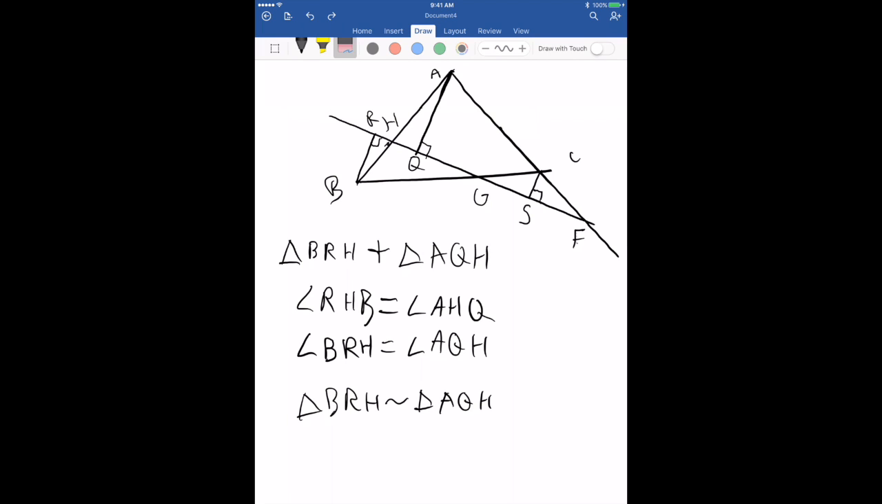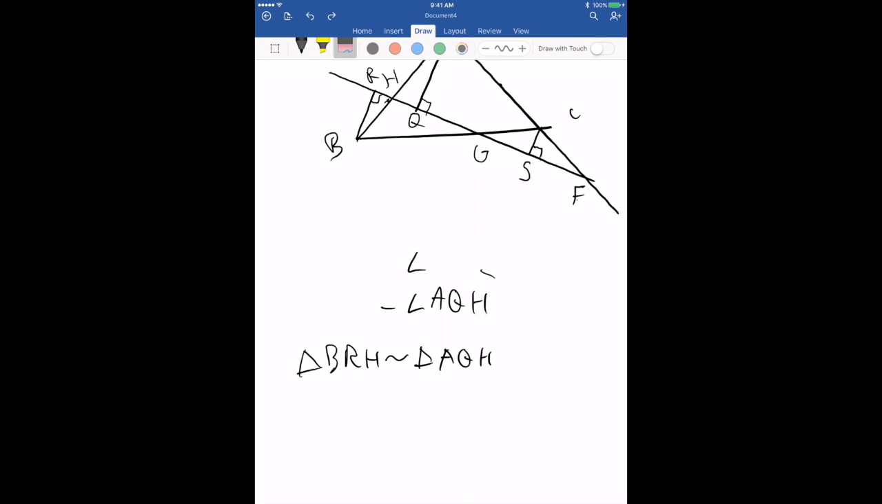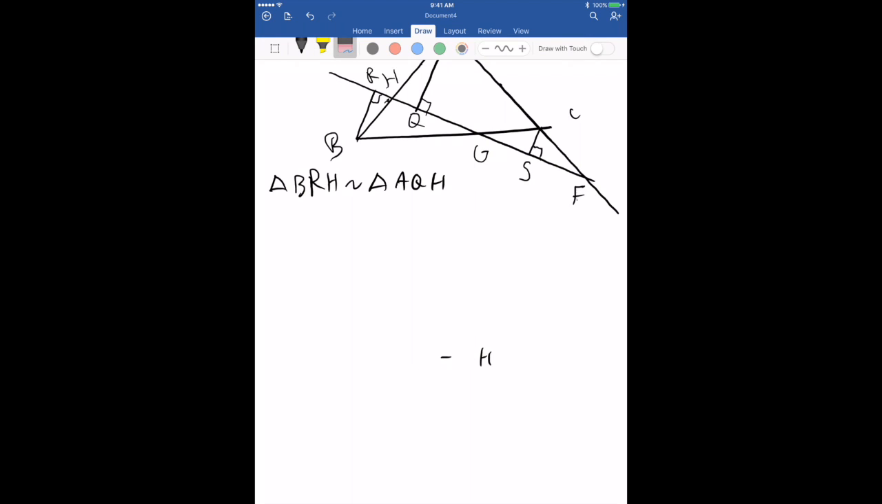Now I'm going to erase this. Now rewrite this up here small. So we have triangle BRH is similar to triangle AQH. I'm just going to write them up here so we can keep track of which triangles we've shown are similar.